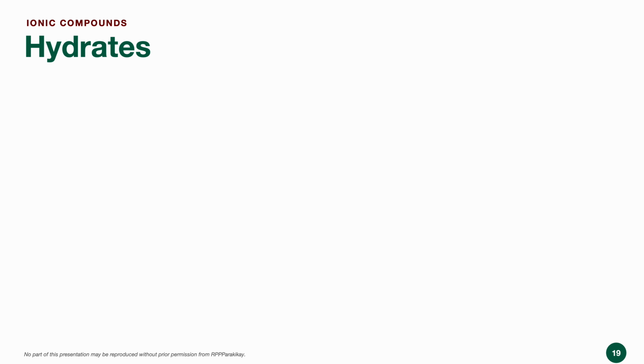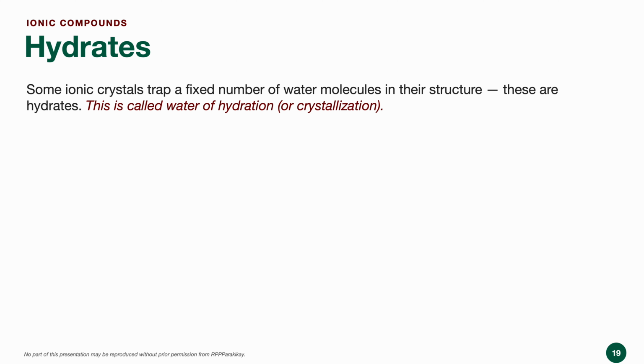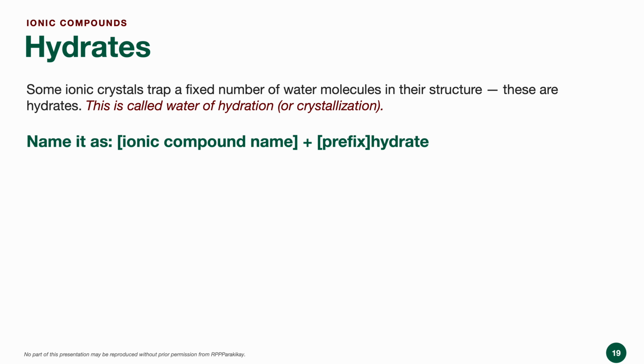Next is hydrates. Some ionic compounds crystallize with a specific number of water molecules that are locked into their structure. That water is called the water of hydration or water of crystallization. And we name these by taking the regular ionic compound name and adding a prefix plus hydrate at the end. So we use the same numerical prefixes we learned for covalent compounds.